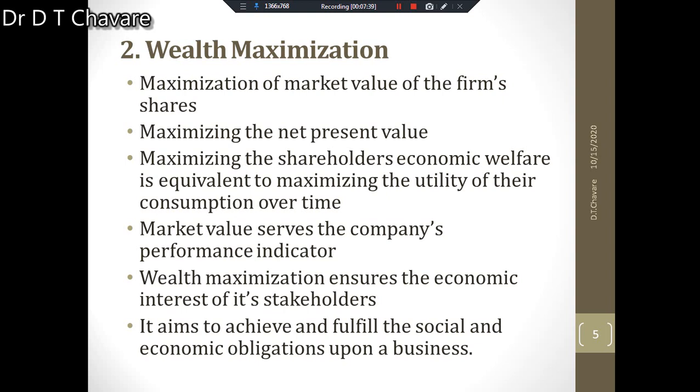Try to understand. Maximizing the shareholders' economic welfare is equivalent to maximizing the utility of their consumption over time. The wealth created by a company through its action is reflected in the market value of its share. Thus, market value serves as the company's performance indicator. The concept of wealth maximization ensures the economic interest of its stakeholders. It also aims to achieve and fulfill the social and economic obligations upon the business. Okay, it means that wealth maximization is also, like profit maximization, to be understood here.